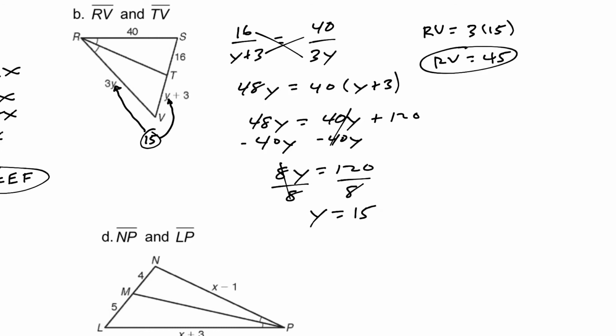And then for our other segment length, we need TV. That one was y plus 3, so that's going to be 15 plus 3. So we get the length of segment TV is 18. All right, well, let's move on to part C.